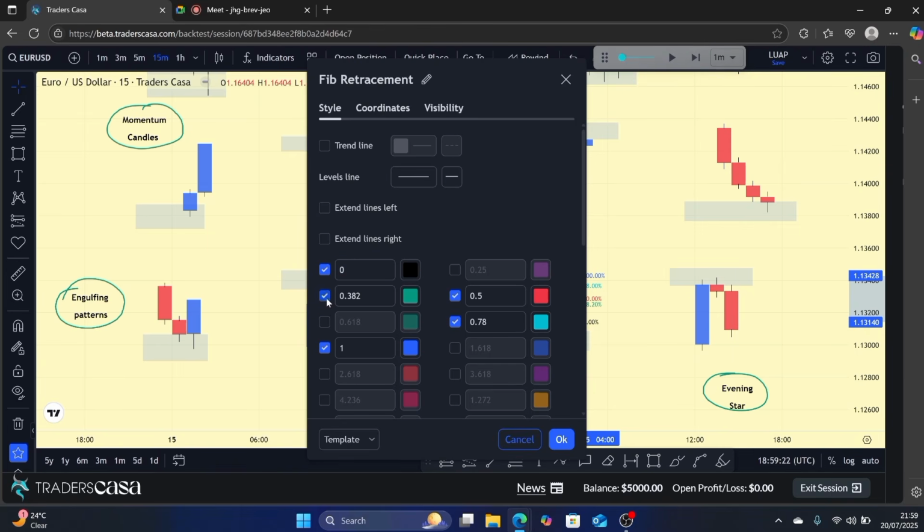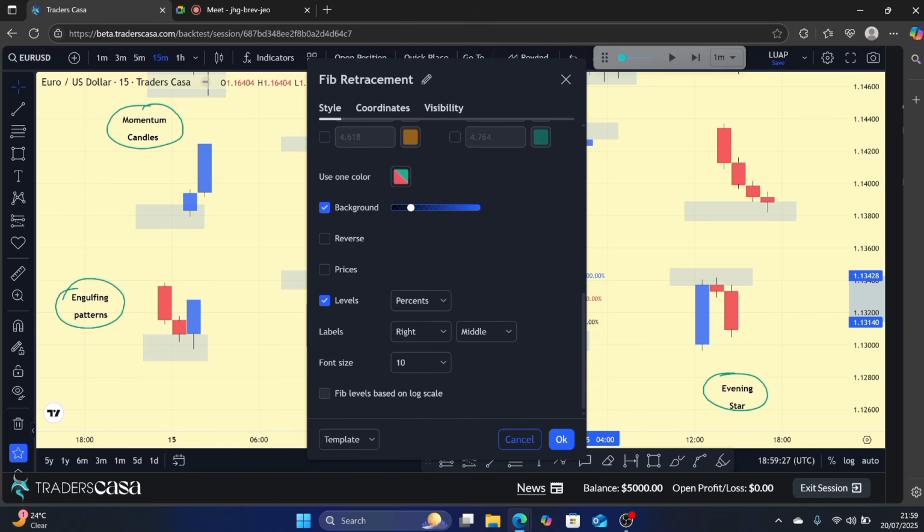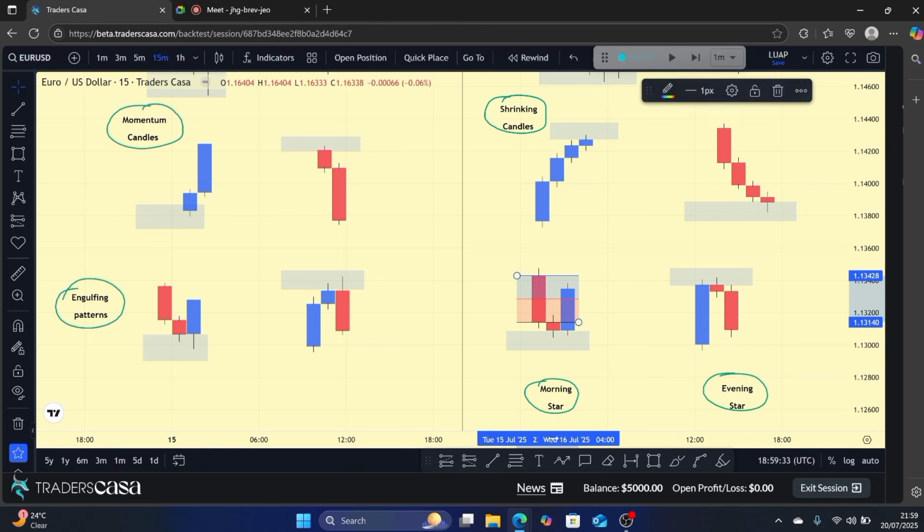All right, I want to get rid of some things here, and of course the background. Well, let me leave the background. Let me remove these levels. Yeah, I think that will be good.